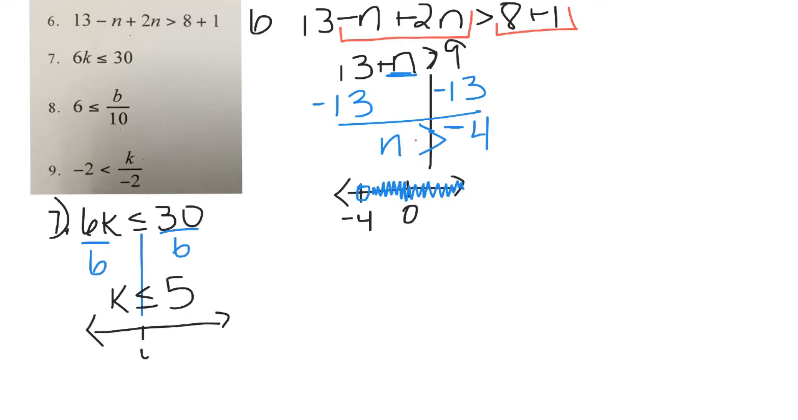Number line, 0 and 5 on there. Closed circle. And 0 is less than 5, so we'll shade towards the 0.